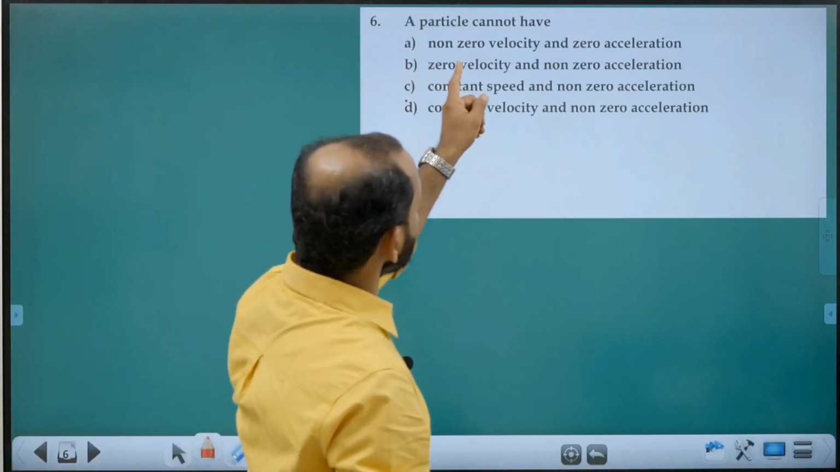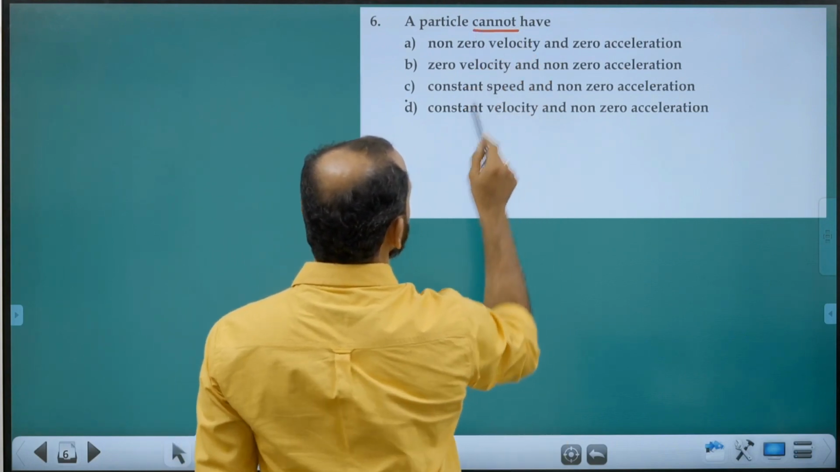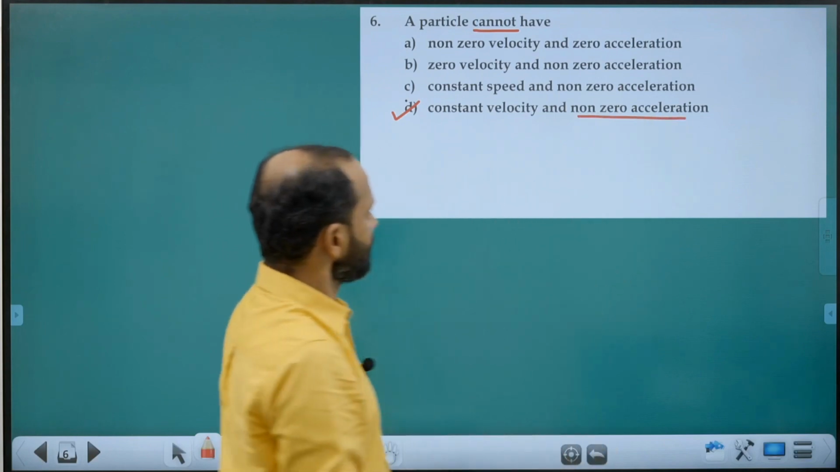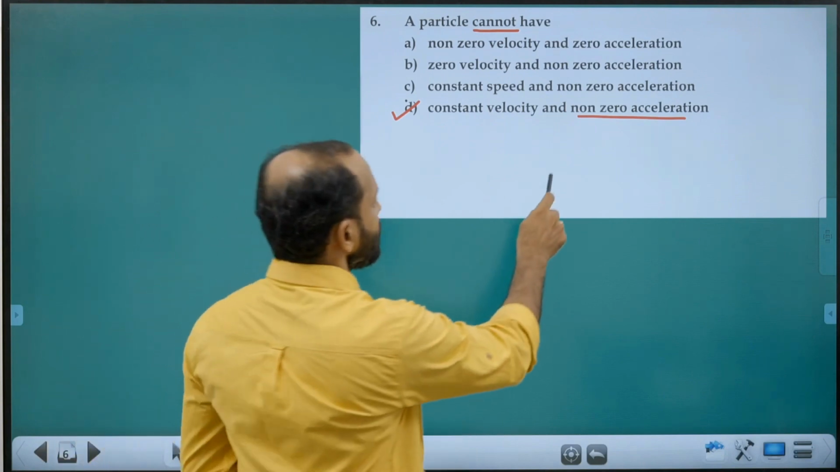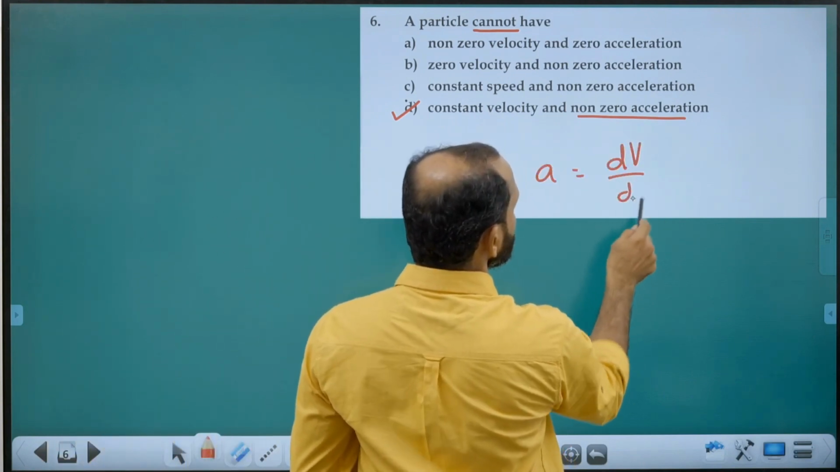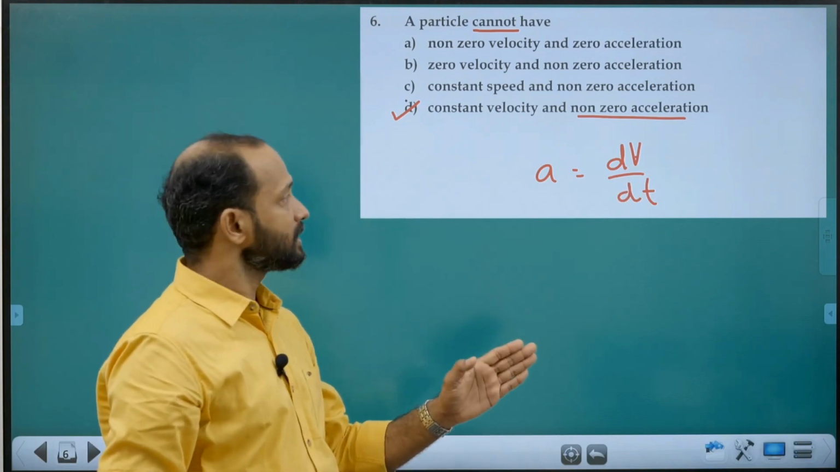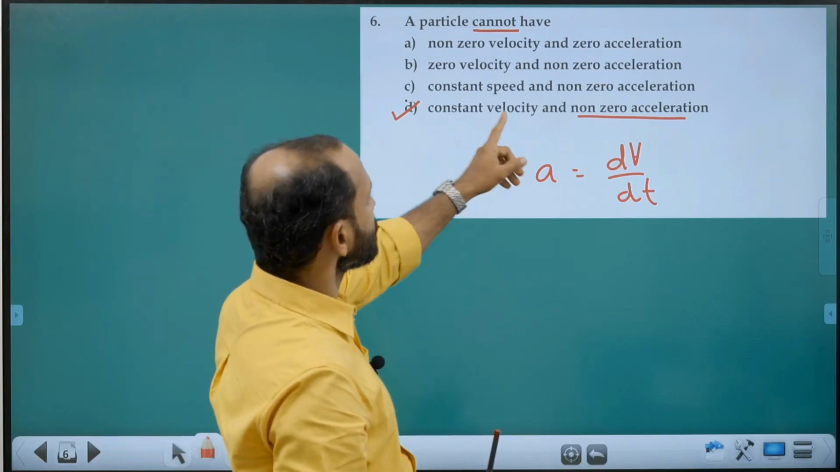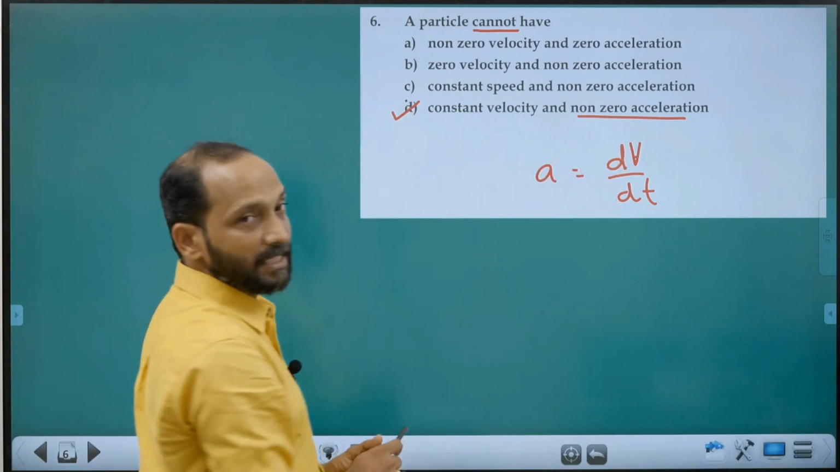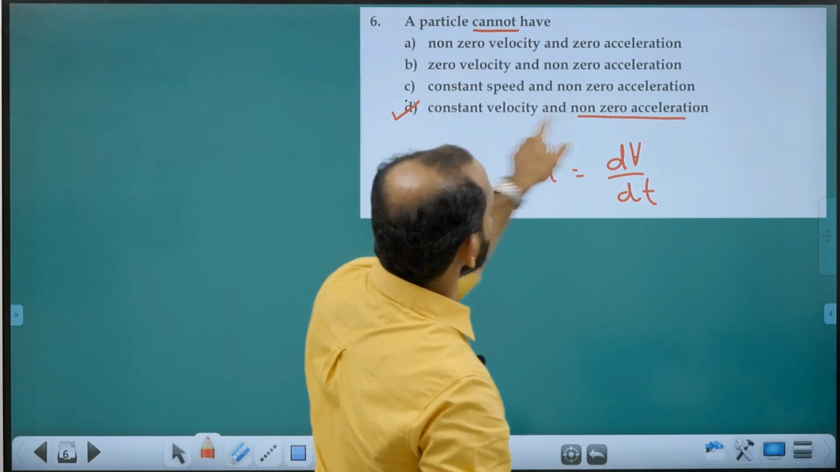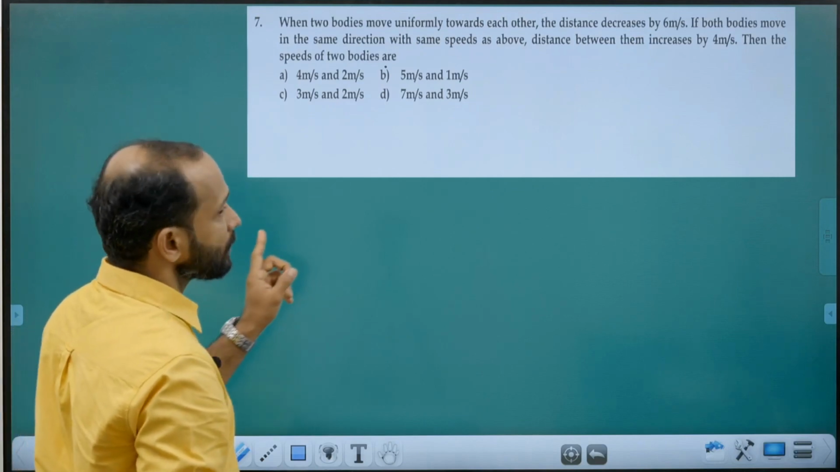Sixth one, particle cannot have. Okay, particle is very important. It's a negative question. A particle cannot have a constant velocity and non-zero acceleration. That means if a particle has a constant velocity, definitely its acceleration is 0, because acceleration is the time derivative of velocity. If v is a constant, d by dt of v will be 0. So acceleration necessarily is 0. So velocity constant implies acceleration 0. It is never non-zero. So that is the correct answer because that is the wrong statement. Okay, the wrong statement is the right answer. That type of questions are very important. You can go through the rest of the options also.